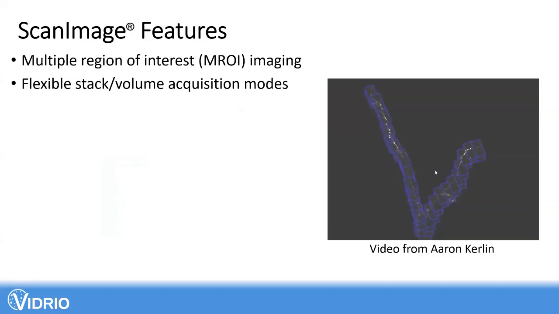This is a video from Aaron Curlin where he wanted to follow a dendritic tree structure, and you can see he drew little postage stamps and followed that and tried to follow the activity of this particular neuron he was interested in.